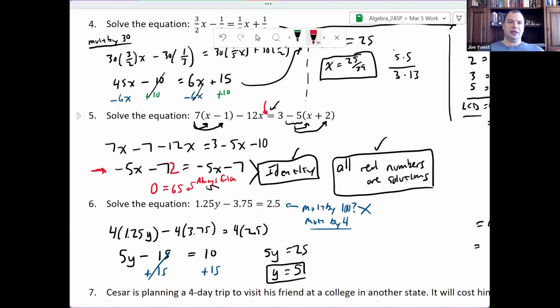The other special case is getting a contradiction, having all of our x's go away but ending up with a claim that is false, an equation that is never true. That's what we call a contradiction, and that has no solutions. We didn't see that in this particular problem, but that's what it would look like. These last couple of steps are what it would look like in a different problem.